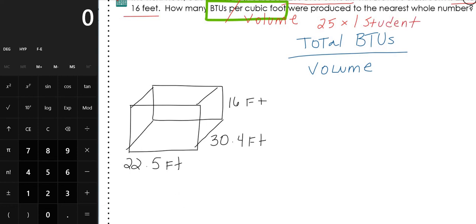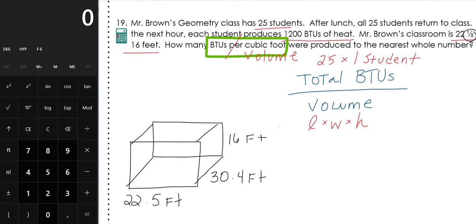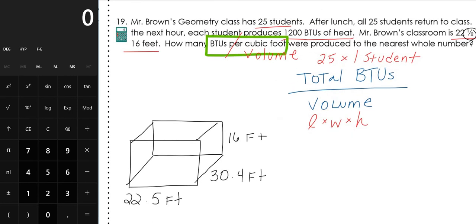And then for the volume, if I have a rectangular prism, you know that anything that looks like a box is length times width times height. So this is my game plan. Now, 25 students, and each student, look back to the question, each student produced 1,200 BTUs of heat.